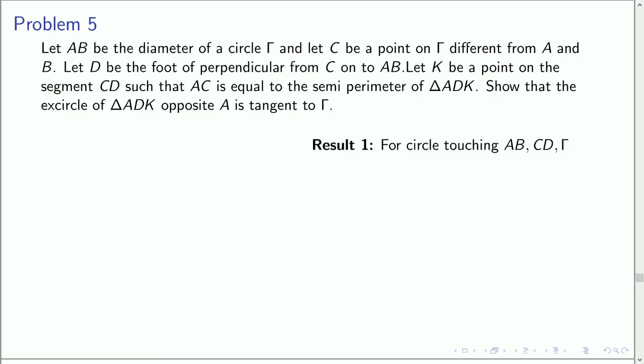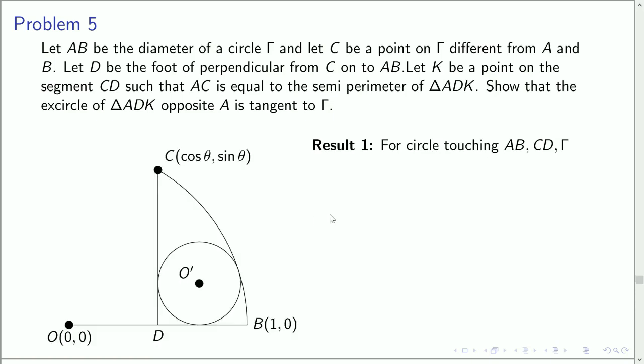Okay, so now let's look at the circle which touches A, B, C, D and the bigger circle. Okay, let's have a look at that. So again, this is the center here, 0, 0. And what I do is basically I join this line here and draw a perpendicular. Now what can you say about this line?